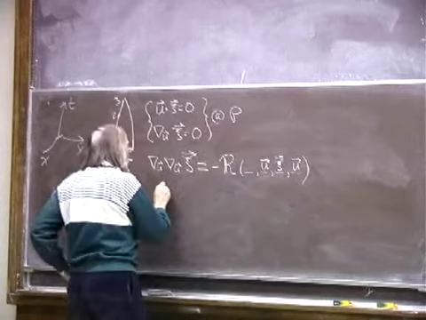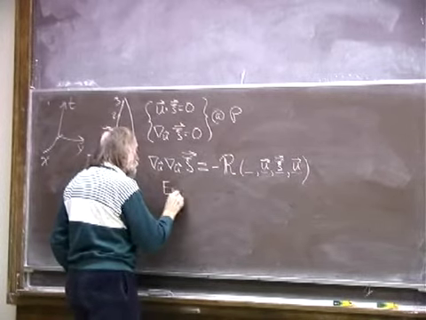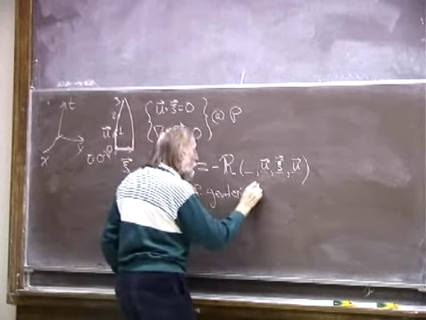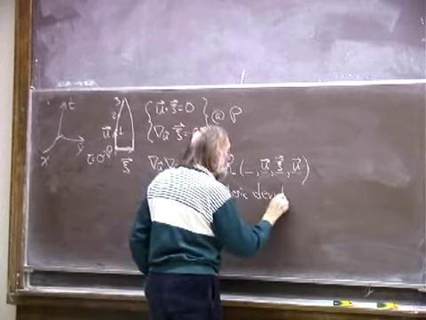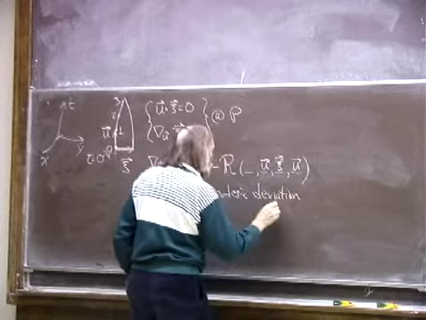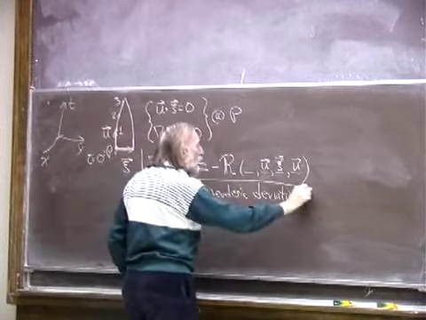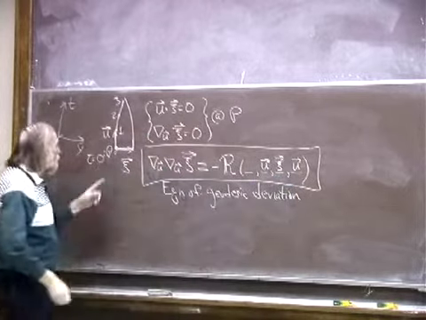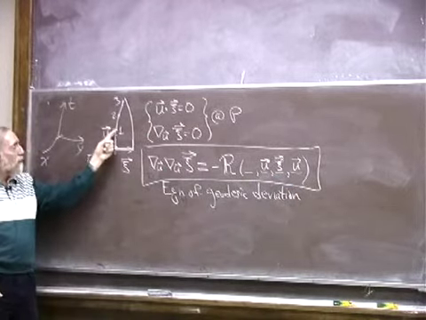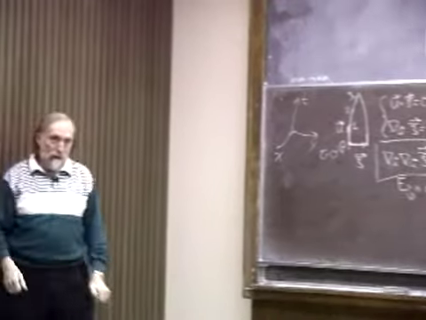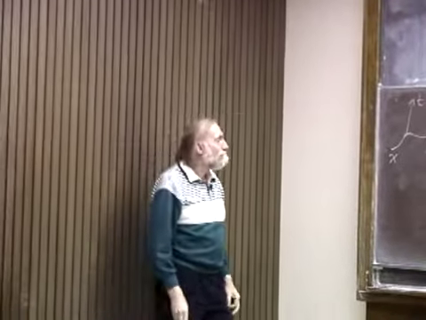So this is called the equation of geodesic deviation. It describes how two geodesics that are initially parallel start to deviate from each other as you move forward in time along the world lines, along the geodesics. Okay.